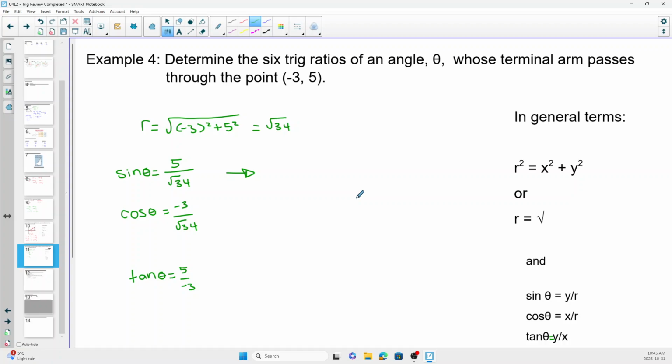So there we have sine theta, cos theta, tan theta, and I'm sure it's getting a little repetitive at this point. Cosecant theta is just going to be the square root of 34 over 5. Secant theta is going to be the square root of 34 over -3. And tan theta is going to be -3 over 5, okay?